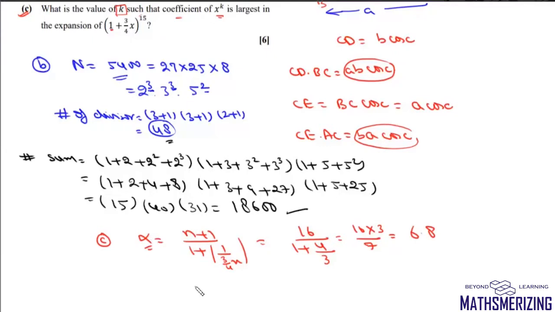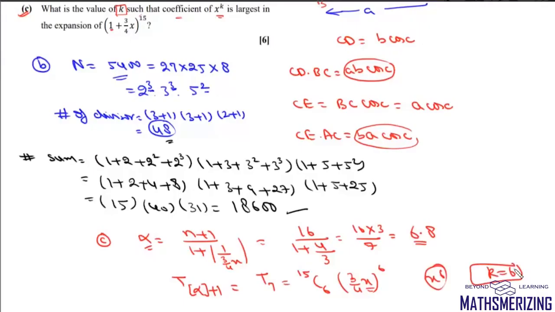Now this alpha is not an integer. When alpha is not an integer, we know that the numerically greatest term is given by T of the greatest integer function of alpha, plus 1. So here the greatest integer function of 6.8 is simply 6. So it'll be 6 plus 1, that is 7. And what is the 7th term? The 7th term will be 15C6 (3 by 4 x) to the power 6. The coefficient of x to the power 6 will be the largest coefficient. So in this case, the value of k should be simply 6.